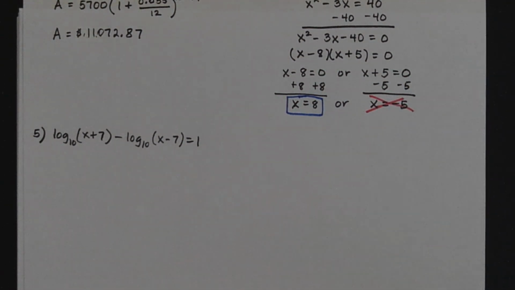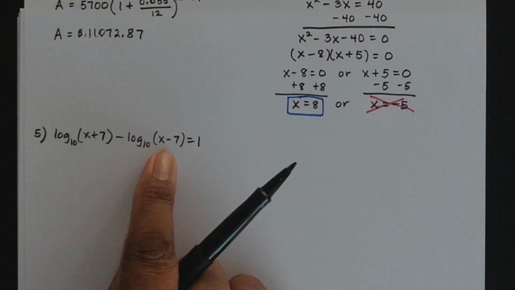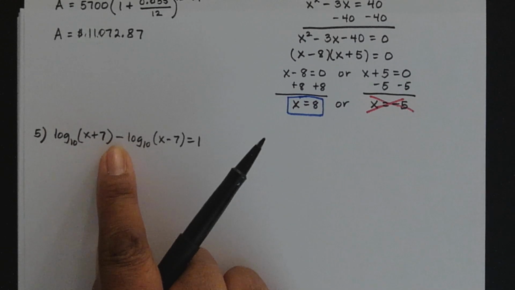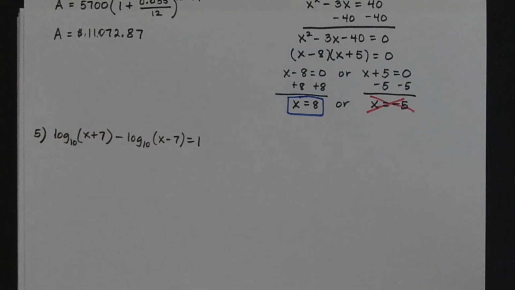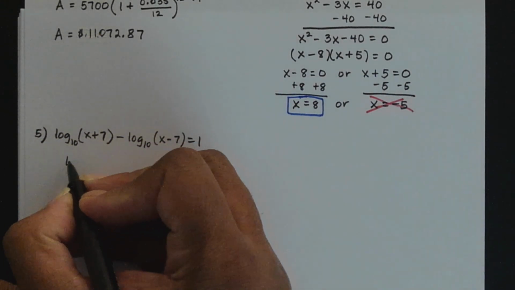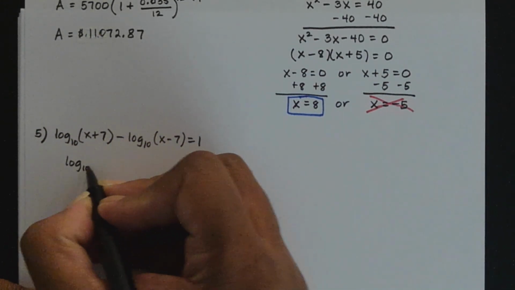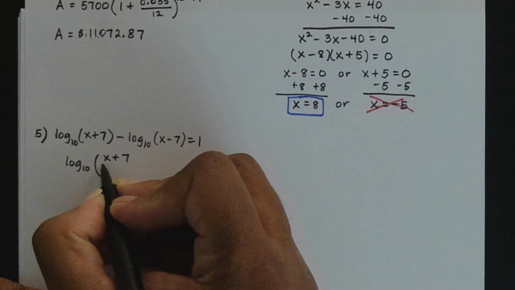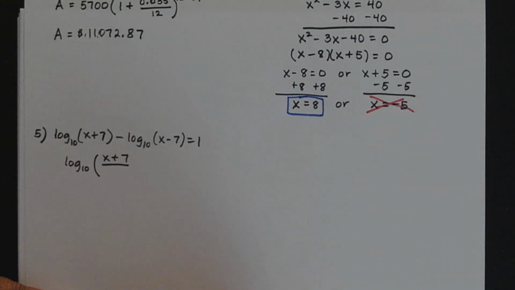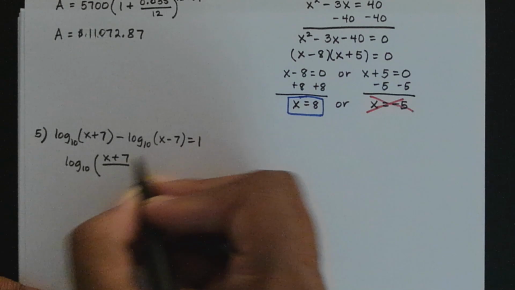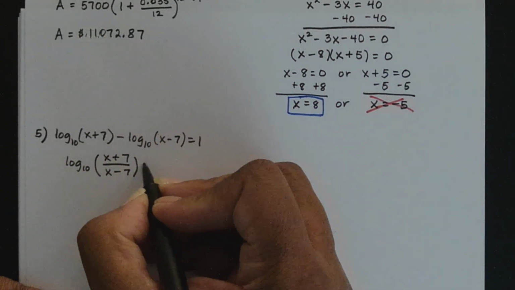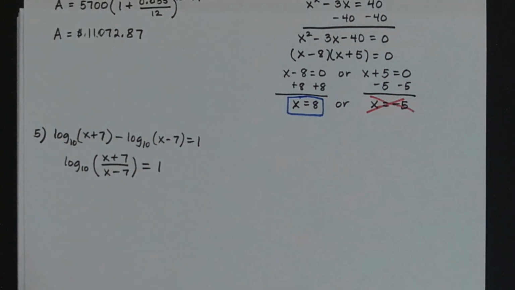All right, with this one, we have a minus sign in between the logarithms, so I need to use the quotient rule. Here, the difference of the individual logarithms can be condensed as the log of the quotient. So we have log to the base 10 of x plus 7, that goes in the numerator, divided by x minus 7, that goes in the denominator. That would be equal to 1.